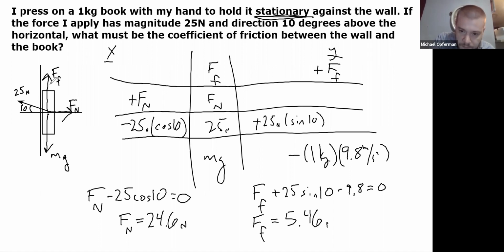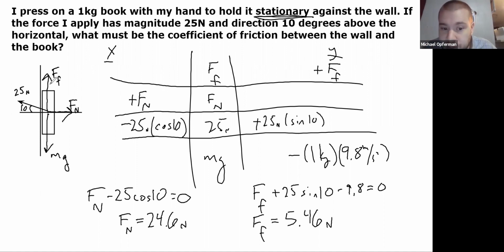5.46. By the way, since I got a positive friction force there, I was right about the fact that the friction force does in fact point up. If I had gotten a negative friction force there, that would have told me something is wrong, and I must have put the vector in the wrong direction because the magnitude can't be negative. Okay, so anyways, now what?